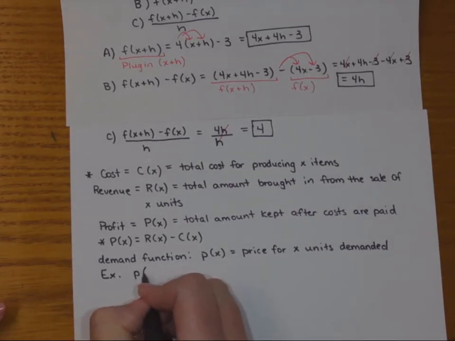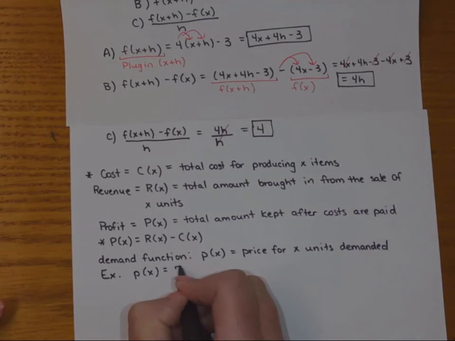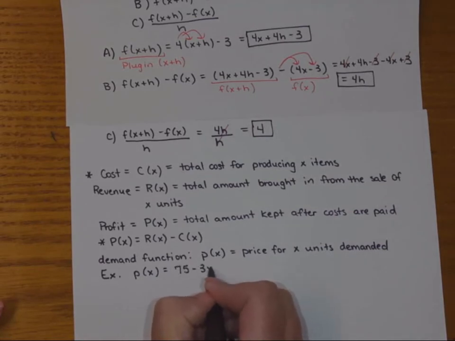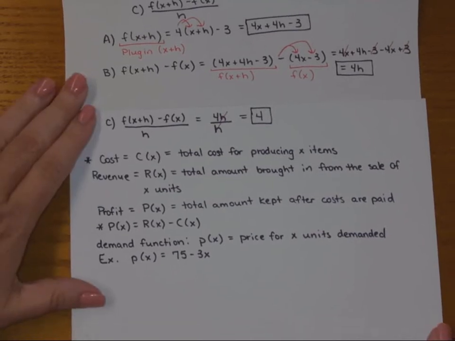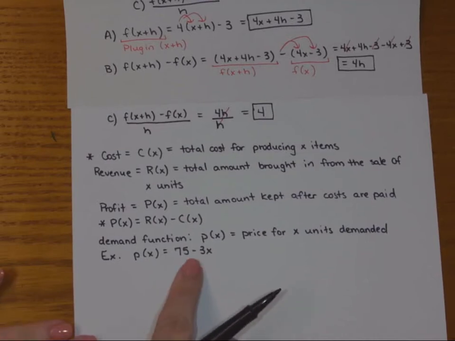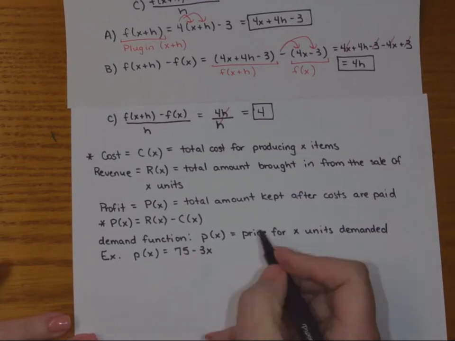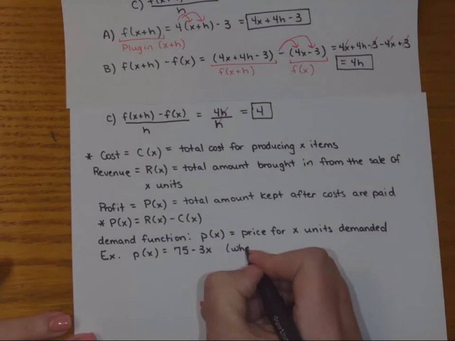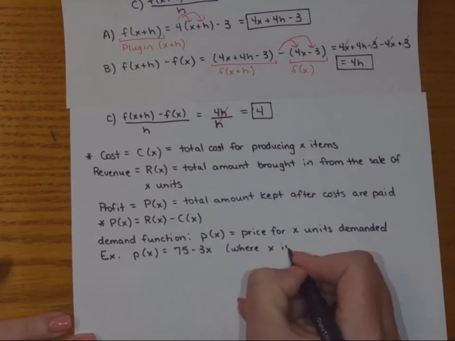There are definitely exceptions where people will pay just about anything just because they need the item, but anyway, price is usually wrapped up in demand. So this would be an example of a linear demand function, where x is the units demanded.